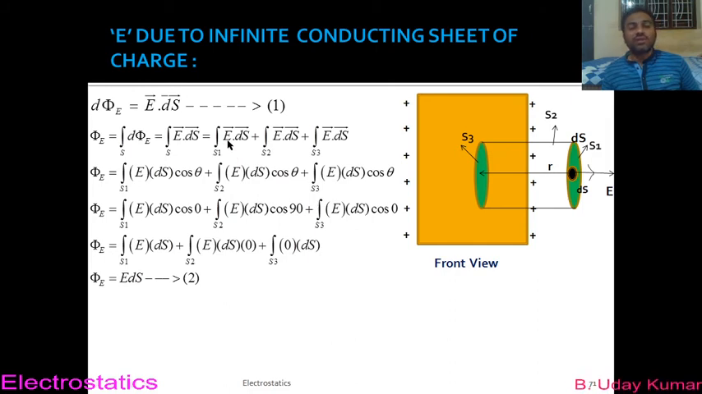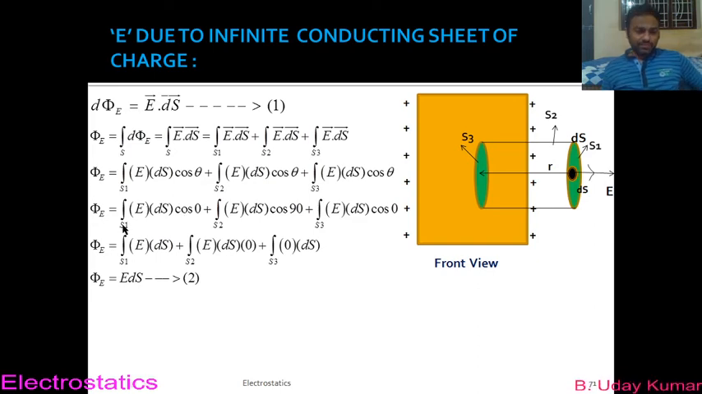And you know that the dot product of A and B is AB cos theta, right? Like that you can write the formulas of E dot ds by expanding them. If I do so, I can write the total electric flux as integral over S1 of E ds cos theta, plus integral over S2 of E ds cos theta, plus integral over S3 of E ds cos theta, where theta is the angle between the electric field intensity and the surface element with respect to those surfaces.